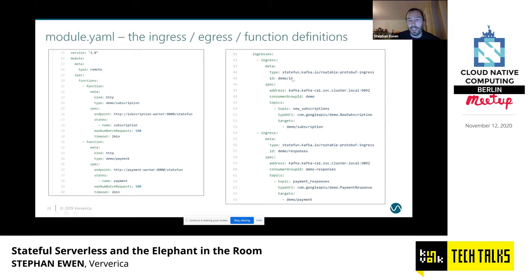On the right side, we see two of the ingresses that we defined. They're both of the type routable protobuf ingress on Kafka. They take protocol buffer messages from Kafka, and they take the key from Kafka as the name of the function that should be invoked, like the user ID or the payment ID.